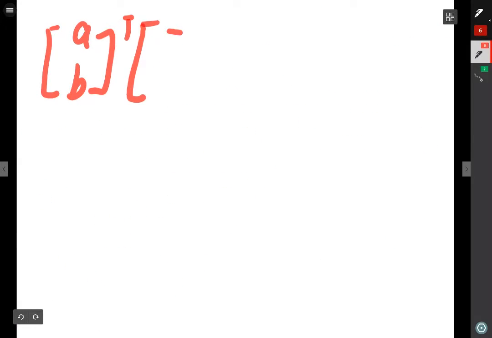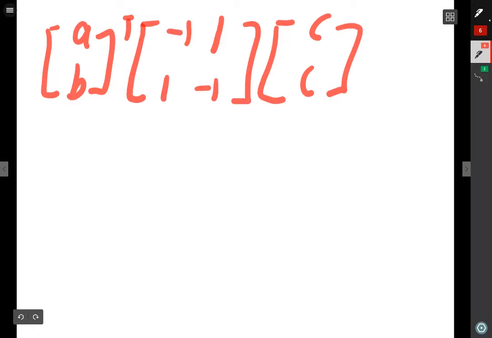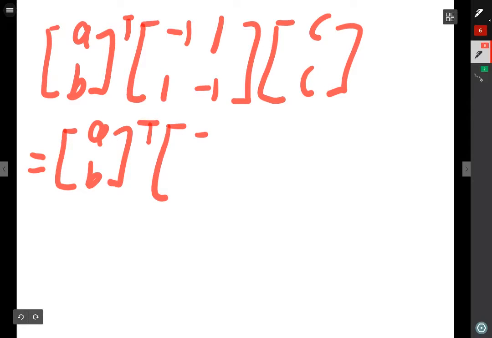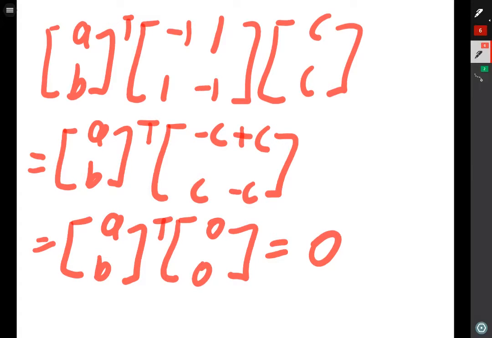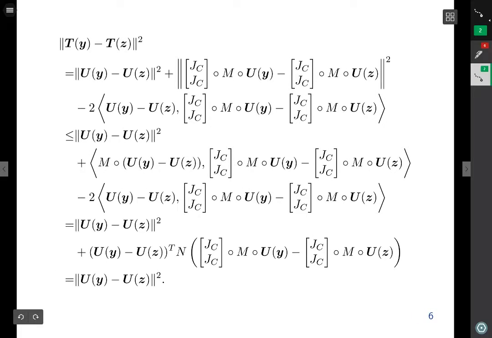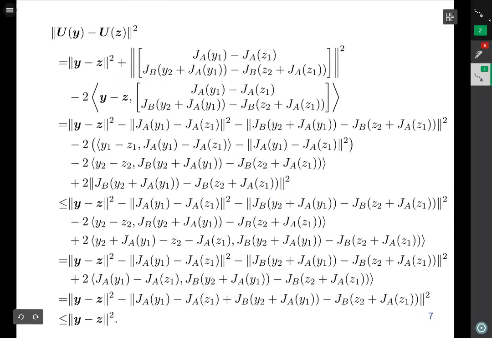Imagine we have an expression of this form, where the two components of the vector to the right are equal. In this case, the matrix vector multiplication produces a 0, so the output is equal to 0. By this reasoning, the matrix M multiplied to this component is equal to 0, and that makes this component equal to 0. Let's further bound this expression.